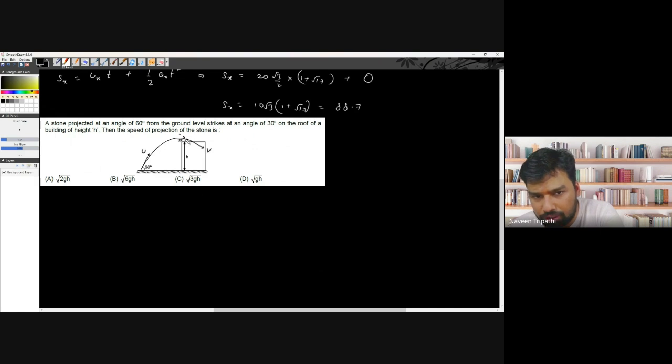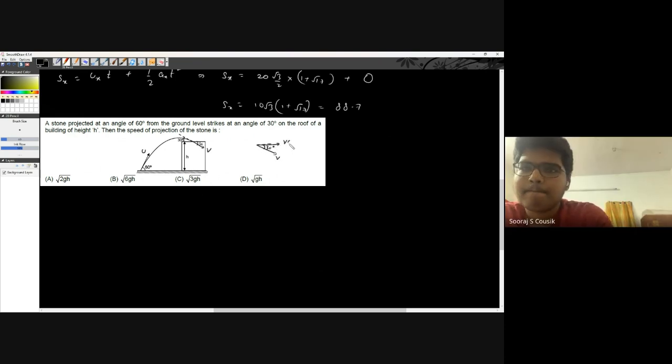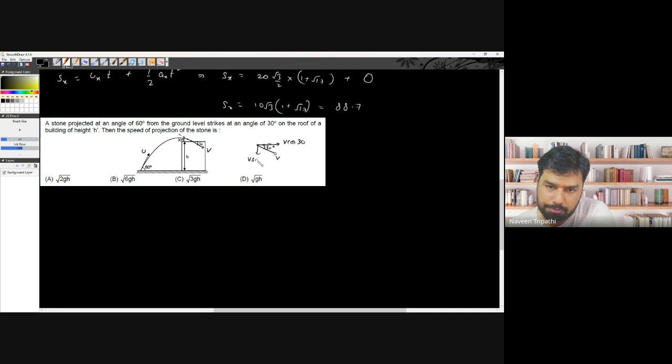Don't you think if this angle is 30 degree, this angle will also be 30 degree? So the strike is something like this, that the final velocity is v, and this angle is 30 degrees. So you can clearly see that the horizontal component is v cos 30, and the vertical component is v sin 30, correct?